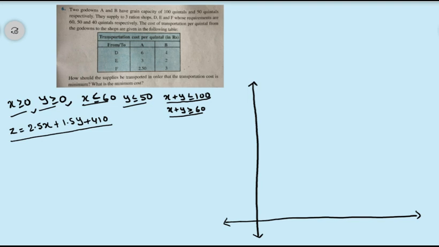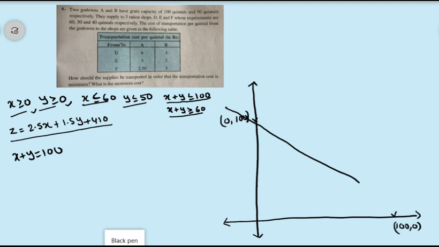Next one we have to draw the line x is equal to 60. Okay, first of all we will draw the line x plus y is equal to 100. When x is equal to 100, you will get y also equal to 100. That's why one point is 0, 100. Here another point is 100, 0. The straight line is passing through these 2 points. This is the line x plus y is equal to 100. Okay, so that line equation is x plus y is equal to 100.